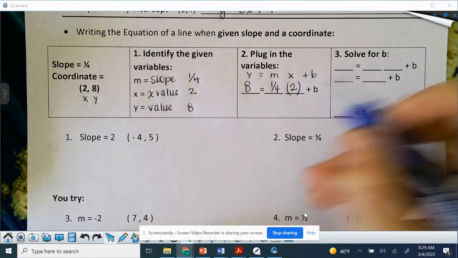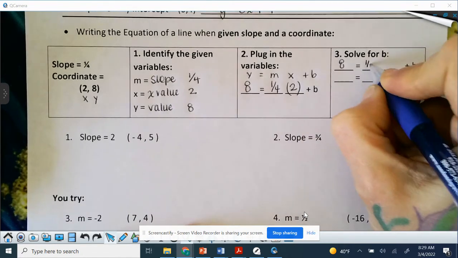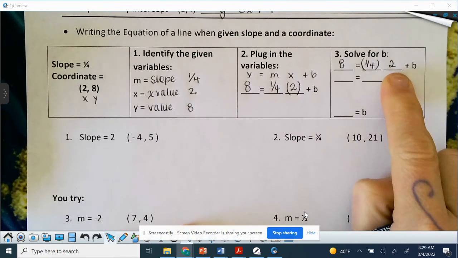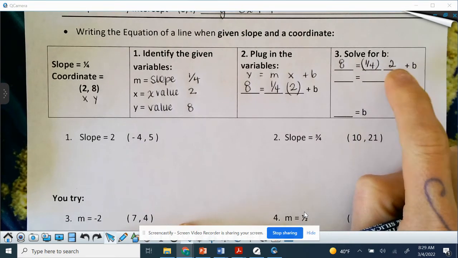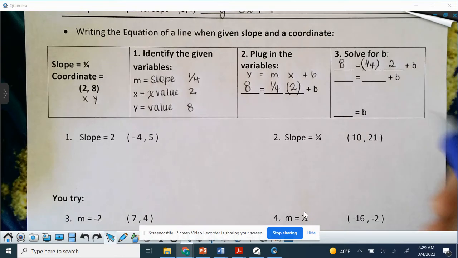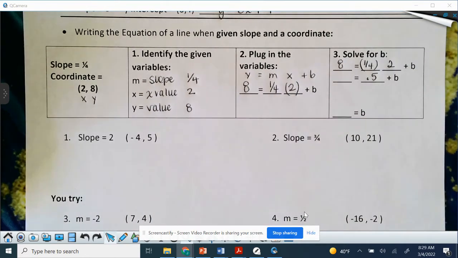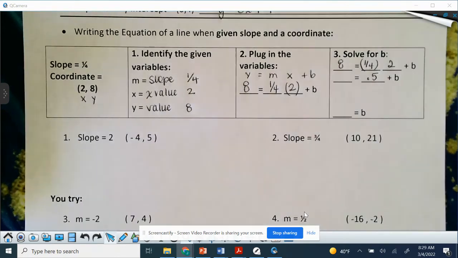So again, we have 8, 1/4 is our m value, and times 2. So 1/4 of 2 is definitely going to give us a decimal, because if I cut it in half, that's 1, and I'm going to cut it in half again, that's going to be 0.5. And 1/4, remember, is like a quarter to a dollar. So we're going to take 1/4 of 2, and then I have 8.